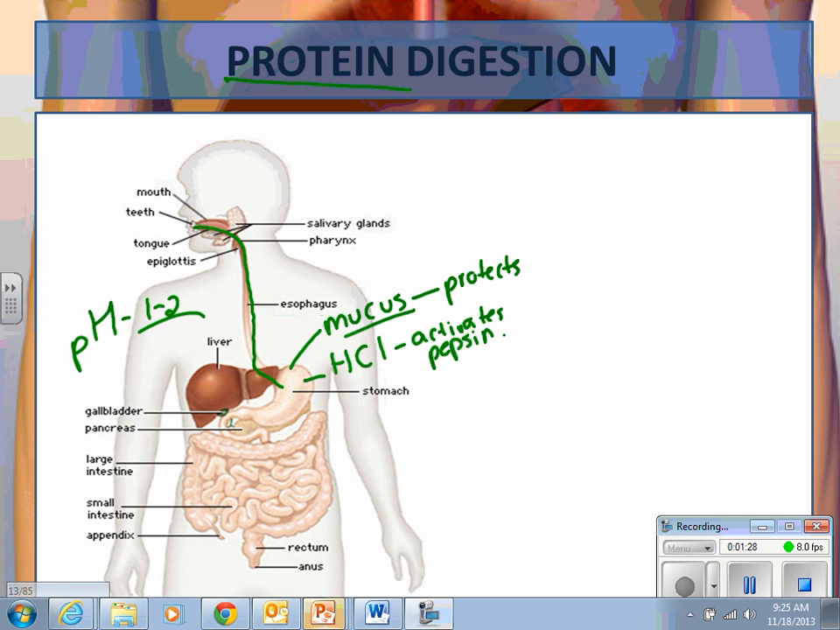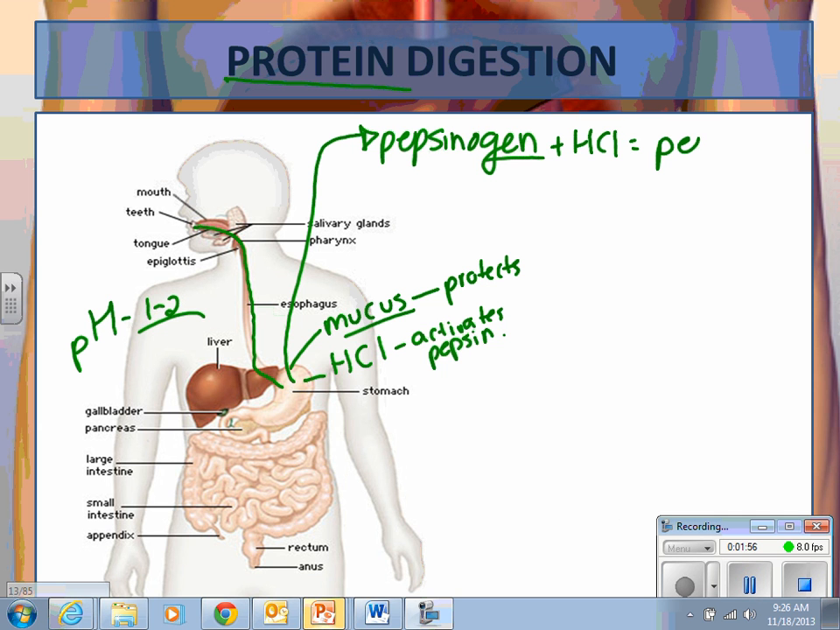The first enzyme that actually begins to break down the protein in the stomach is something we secrete called pepsinogen. Pepsinogen is an enzyme, and it's one of the weird ones that doesn't end with ase. That's because when it first gets secreted, it's not active yet. So pepsinogen plus that acid, HCl, gives us pepsin.